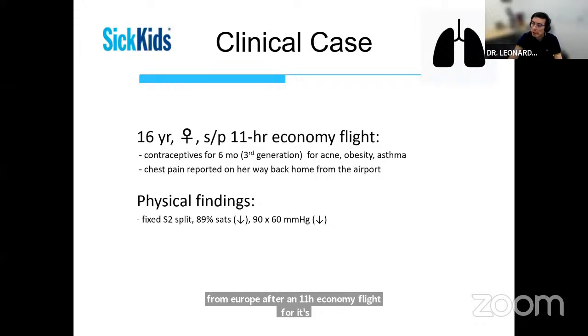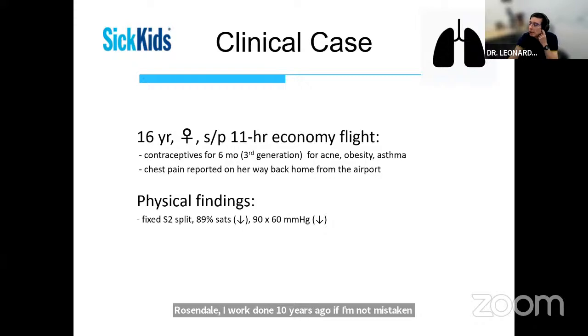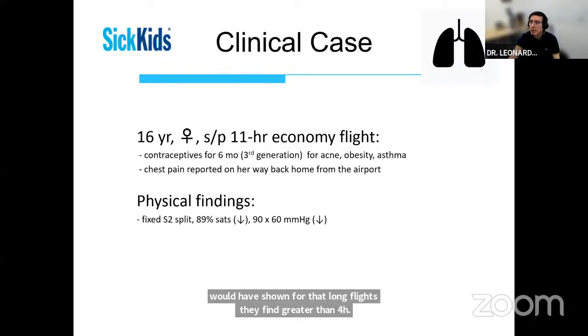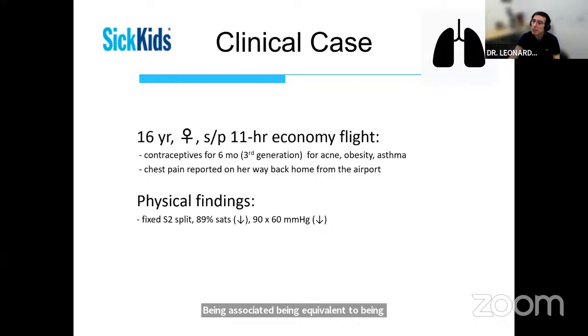Work done by Frits Rosendaal 10 years ago, if I'm not mistaken, showed that long flights, defined as greater than 4 hours, are equivalent to being heterozygous for the prothrombin gene mutation in some scenarios. But not only did she have that risk factor, she was a user of a third generation combined oral contraceptive for acne for the last 6 months. Now we know that it's a risk factor, especially in the first year of use.